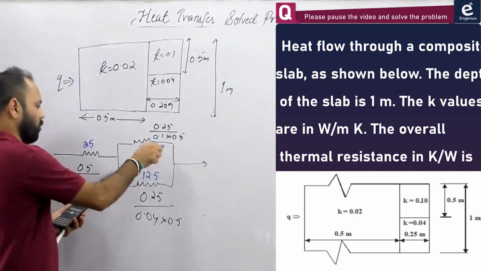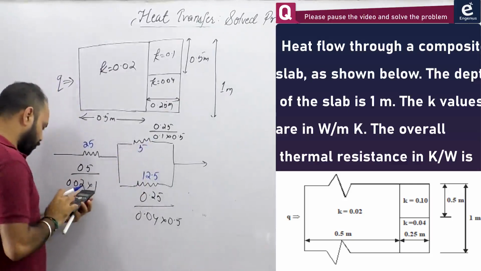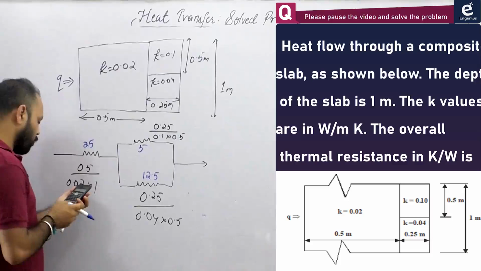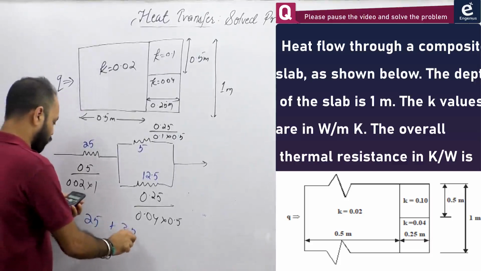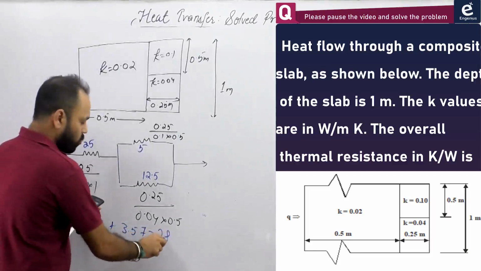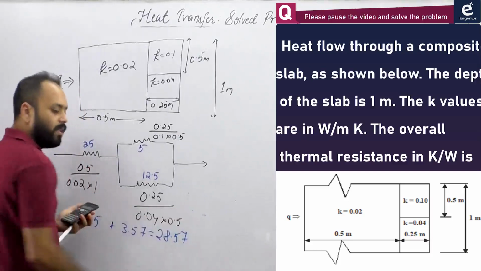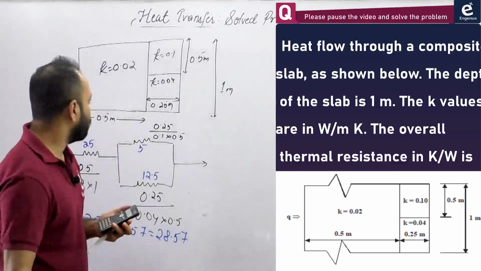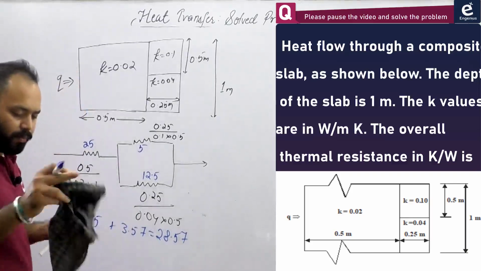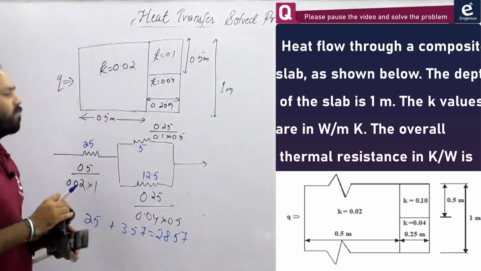That is 3.57 for this parallel network, and 3.57 plus 25 is 28.57. So 25 plus 3.57 is the total resistance, which is 28.57. Option C here, which is 28.6, is the closest answer. Okay? That was again a simple problem, but slightly different from the previous ones.